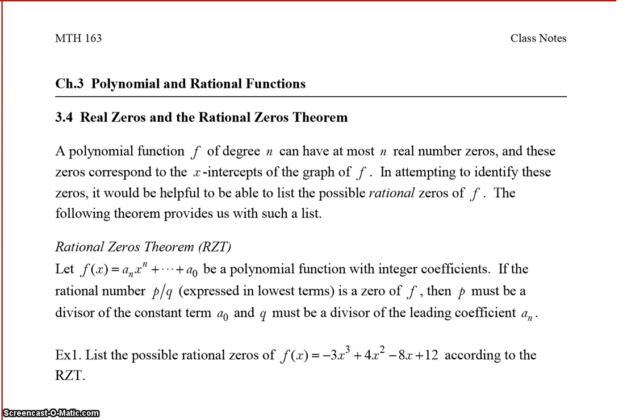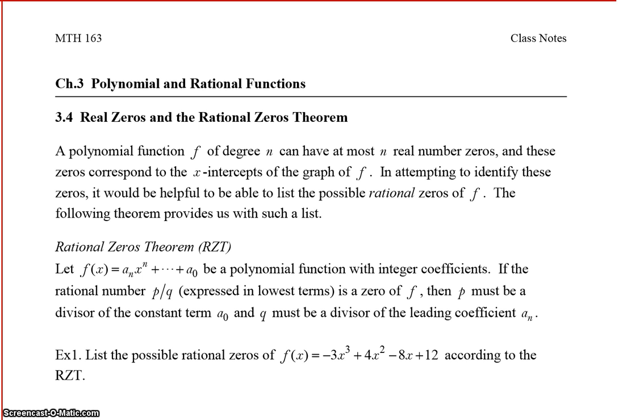Chapter 3, Polynomial and Rational Functions, Section 3.4, Real Zeros and the Rational Zeros Theorem. A polynomial function f of degree n can have at most n real number zeros. And these zeros correspond to the x-intercepts of the graph of f. So anytime you're talking about real number zeros, they can always be identified as x-intercepts on the graph of the function.